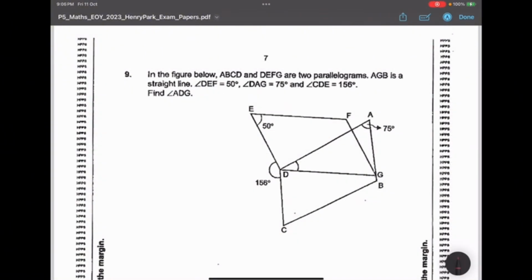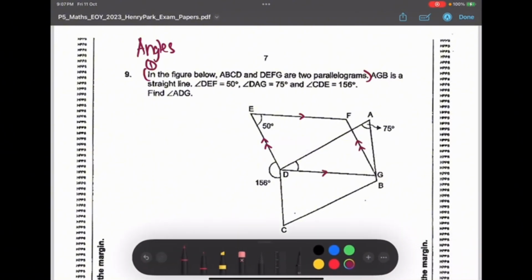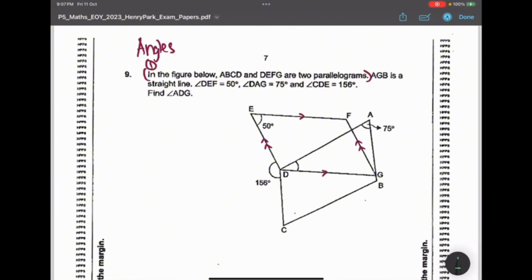Moving on to question number 9, I can see that we have an angles question. Now let's read the question. In the figure below, ABCD and DEFG are two parallelograms. Sentence number 1 tells me that we are working with parallelograms. So what I want to do immediately is to label the parallel lines. And I'm going to use a different color to label the other one as well.